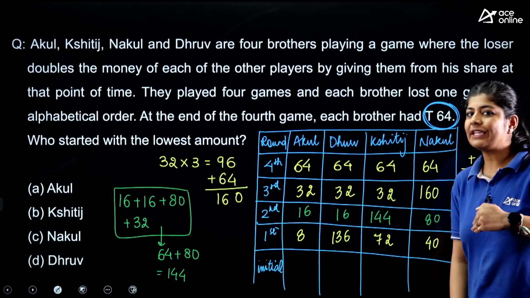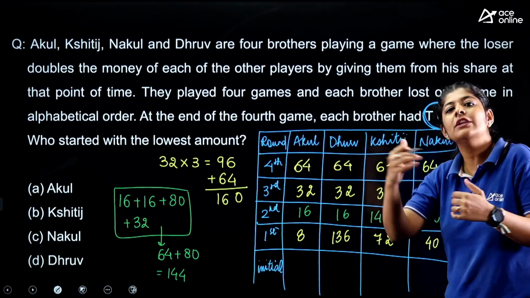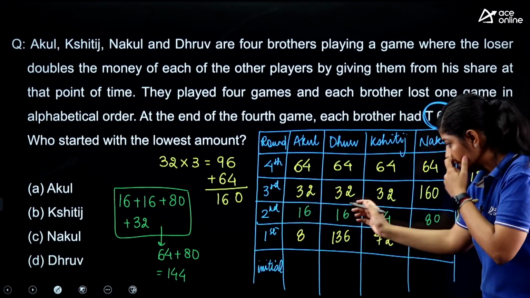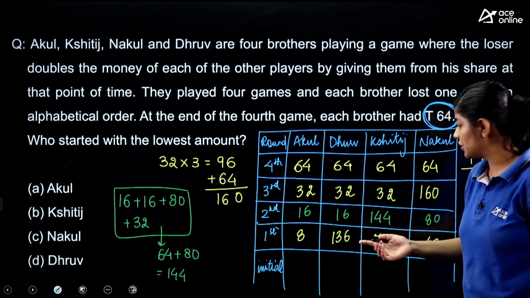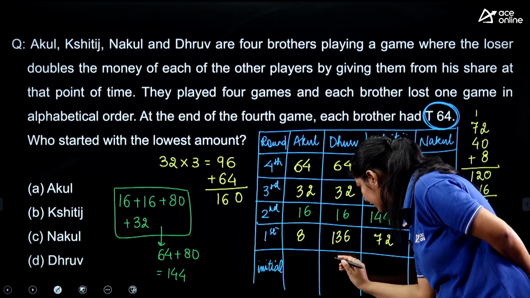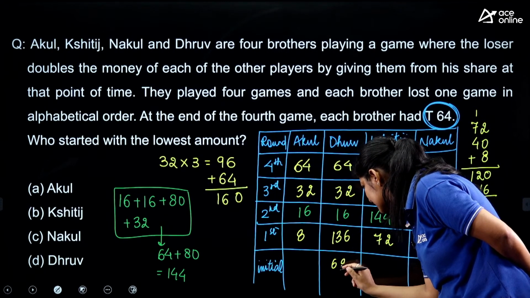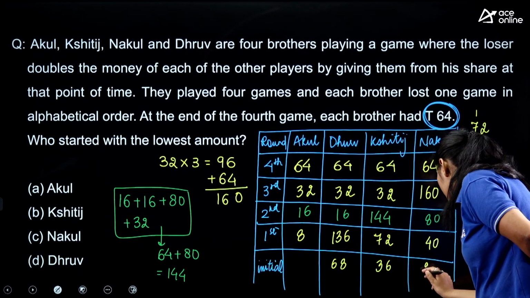But in the very initial level, the first game was lost by Akul. That means Akul needs to distribute the rest amount. So at this moment, how much amount Dhruv is having on the very initial level? We just need to make half of it. So here we are having 68, here we got 36 and here we got 20.